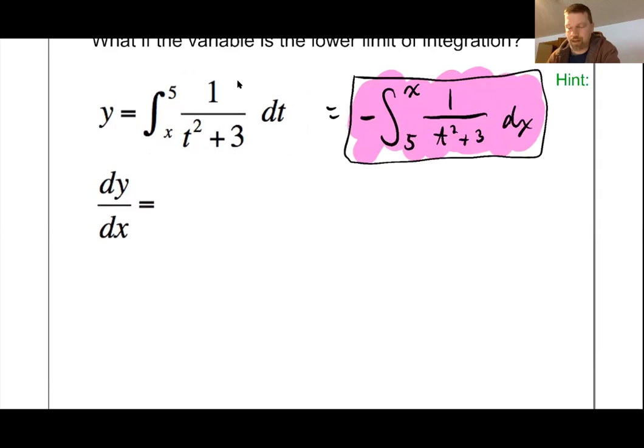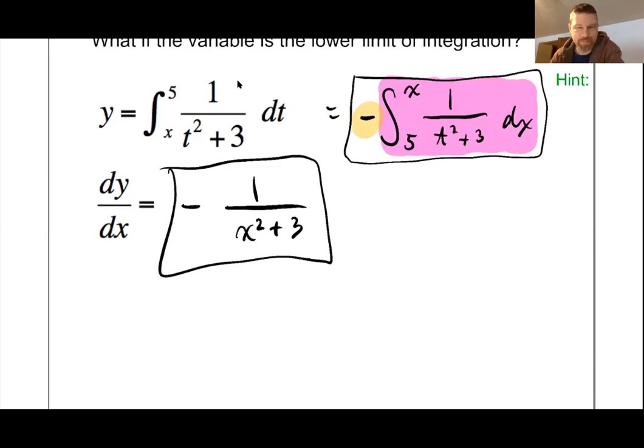And now I can find my answer, right? I say, hey, I know this part of it. That part of it there is just going to be the same thing, but with an x in place of the t. And so then my answer is going to be the same thing, but with a negative in front of it. My answer is going to be negative 1 over x squared plus 3. Or if you prefer, negative 1 over x squared plus 3.